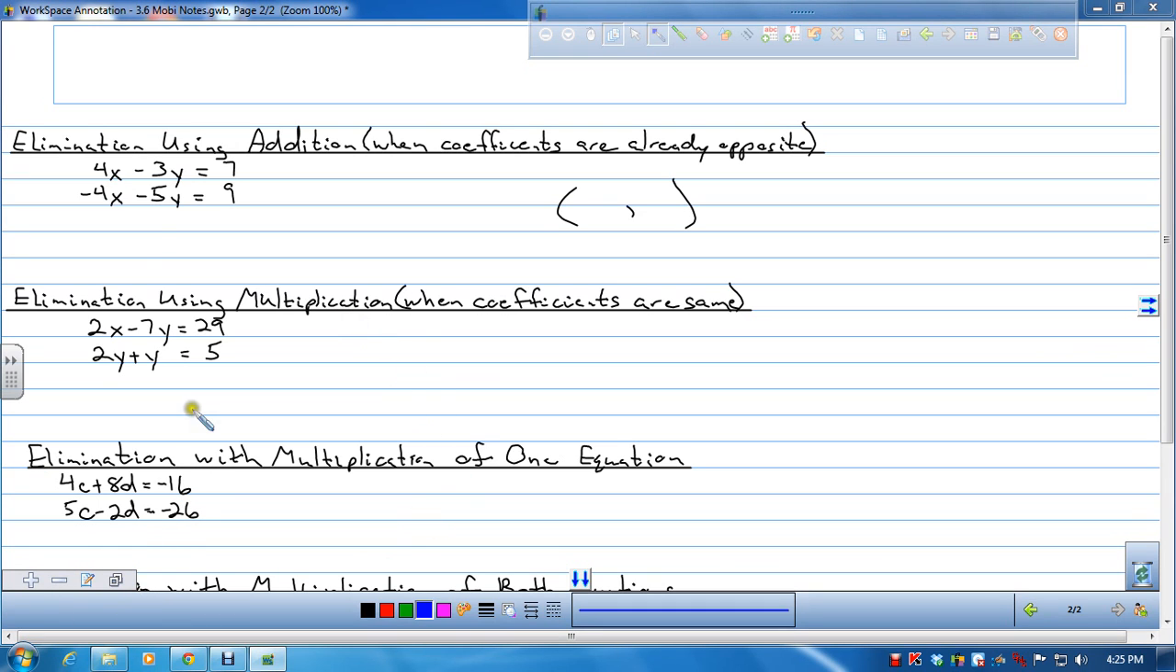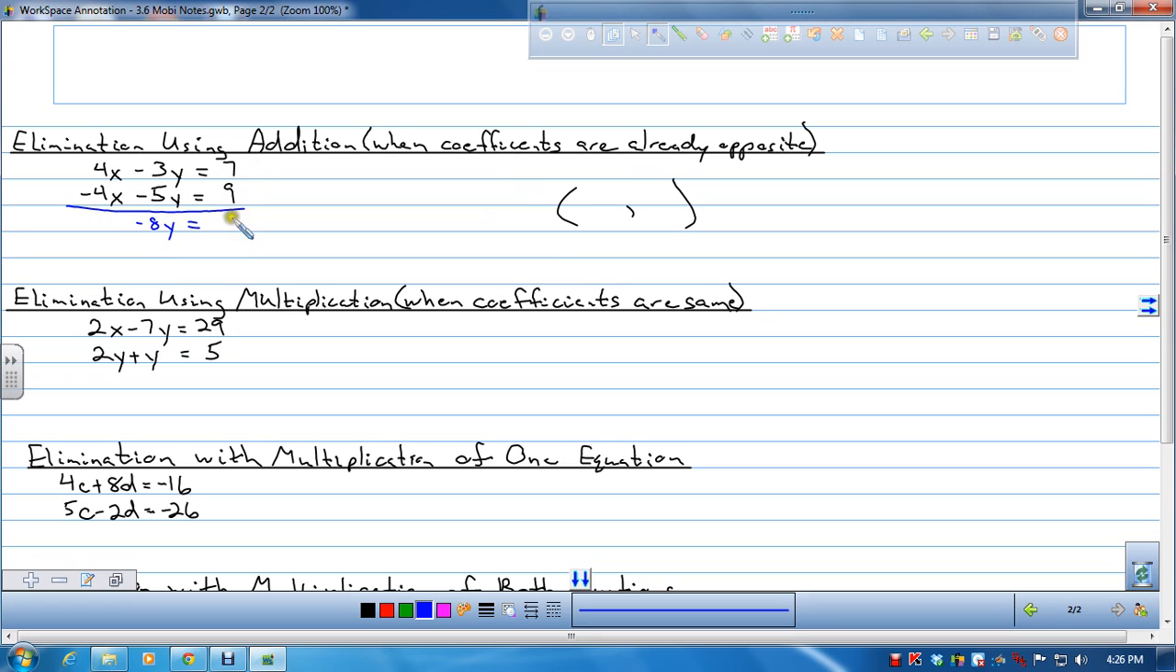Elimination using addition. Now this is going to be special when the coefficients are already opposite. You'll notice right here that my 4 and my negative 4 are already opposites. So what that means is we're going to add these equations up, meaning we're going to stack them on top of one another and add the like terms. When I'm doing that, 4x and negative 4x give me 0, right? So I don't have anything there. Negative 3y and negative 5y give me negative 8y.